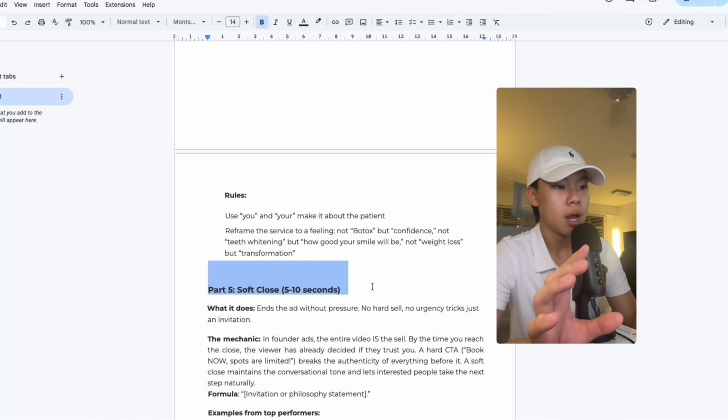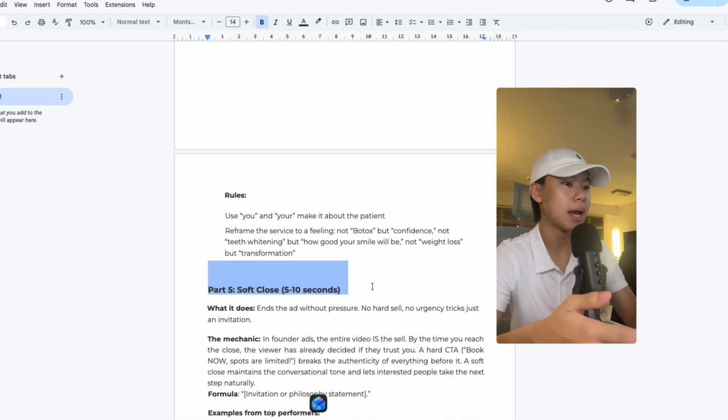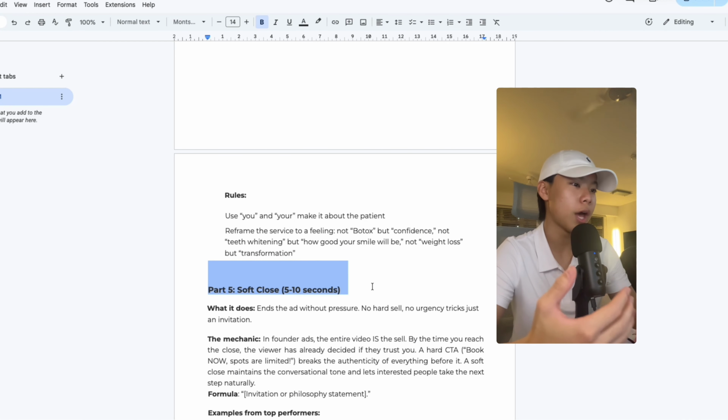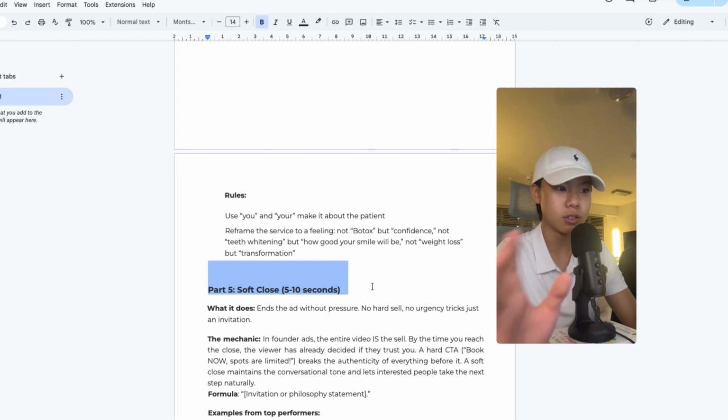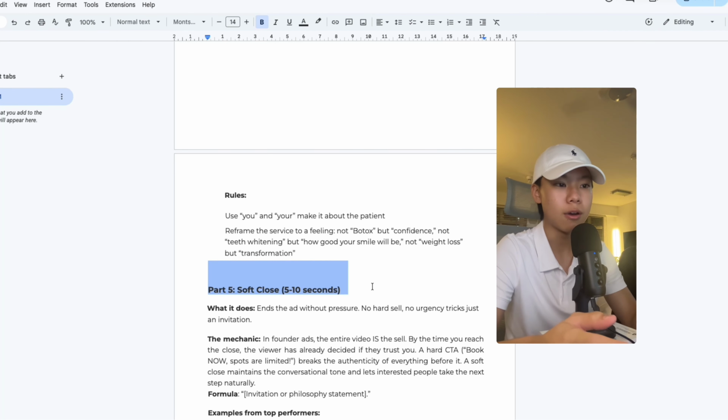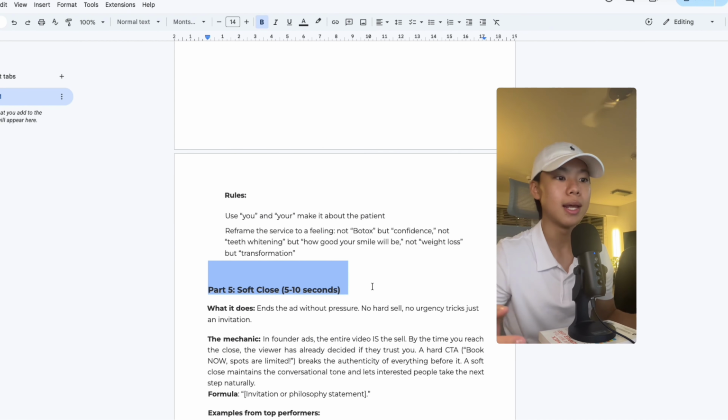So in founder ads, the entire video is the sell. By the time you reach the close, the viewer has already decided if they want to trust you or not. So a hard call to action, like book now, the spots are limited, if you don't join, your teeth will fall off, that kind of stuff, it's not gonna work. That breaks the authenticity of everything that you have built before. Okay. A soft close maintains the conversational tone and lets the interested people take the next steps naturally.